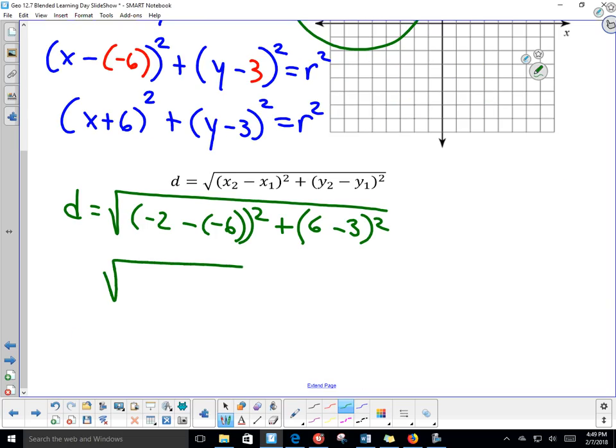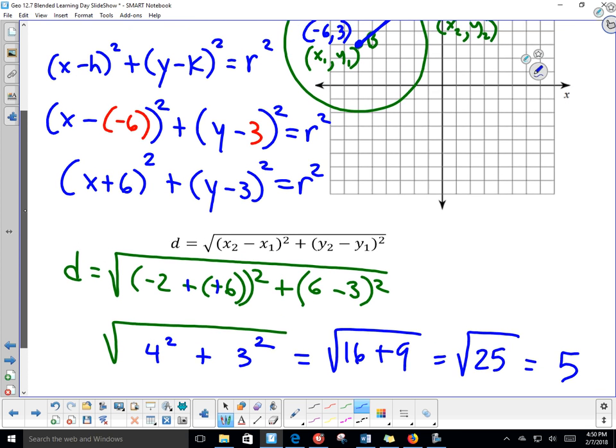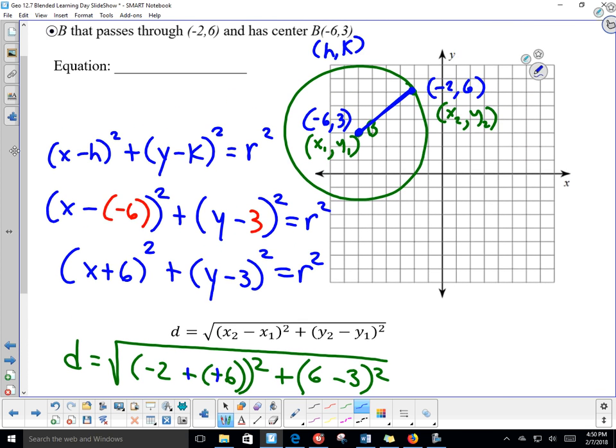That gives us -2 plus 6, which is 4 squared, and then 6 minus 3 is 3, so I get 3 squared. That gives me the square root of 16 plus 9, which is equal to the square root of 25, and we know that's equal to 5. So the distance between these two points is equal to 5 right here. If that's 5 units, that's also the radius of our circle. That means I can fill that in for r. So the radius is 5.